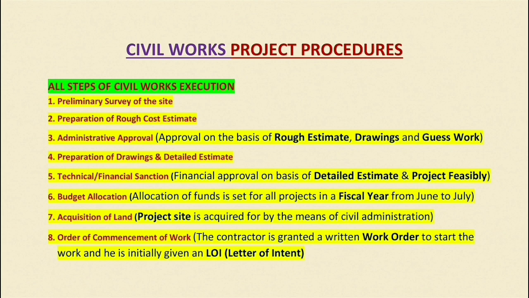First the initial survey is done, then the rough estimate is prepared, and administrative approval is acquired on the basis of the rough estimate. Then detailed drawings and the detailed estimate are prepared, and then technical and financial approval is acquired. Technical approval is basically for the project feasibility, and financial approval is for the funds approval. The budget is already allocated from June to July, the land is acquired, and then the work is started by issuing the work order to the contractor. These are all the steps I have included in this video.